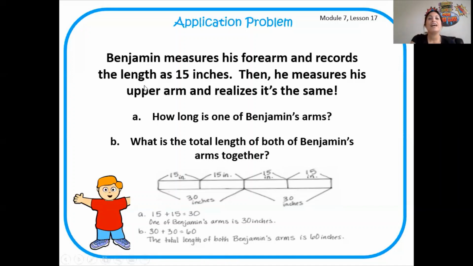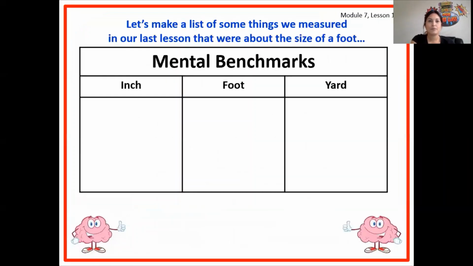All right, now let's go to our concept development. Okay, the first thing I want us to do is make a list of some things that we measured in our last lesson, lesson 16, that were about the size of a foot. Okay, so here I have about the size of an inch, about the size of a foot, and about the size of a yard. So what were some of the items that we measured that were about those sizes? Who can tell me? What did you measure?